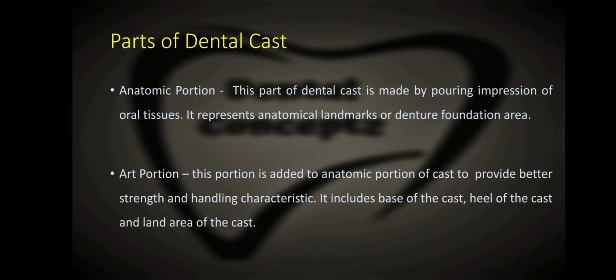What are the parts of dental cast? So dental cast has two parts, anatomic portion and art portion. The anatomic portion of dental cast is made by pouring impression of oral tissues. It represents anatomical landmarks of denture foundation area. The art portion is added to anatomic portion of cast to provide better strength and handling characteristics. It includes base of the cast, heel of the cast and land area of the cast.